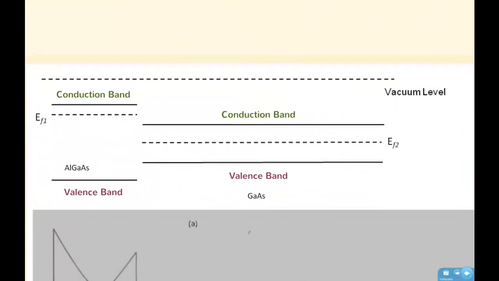So, what is a heterostructure? A heterostructure is a structure which consists of at least two layers of different semiconductor materials with distinct band gaps. And the interface between these two layers is called a heterojunction or a heterointerface. Now, having a structure like this allows you to have modulation doping.